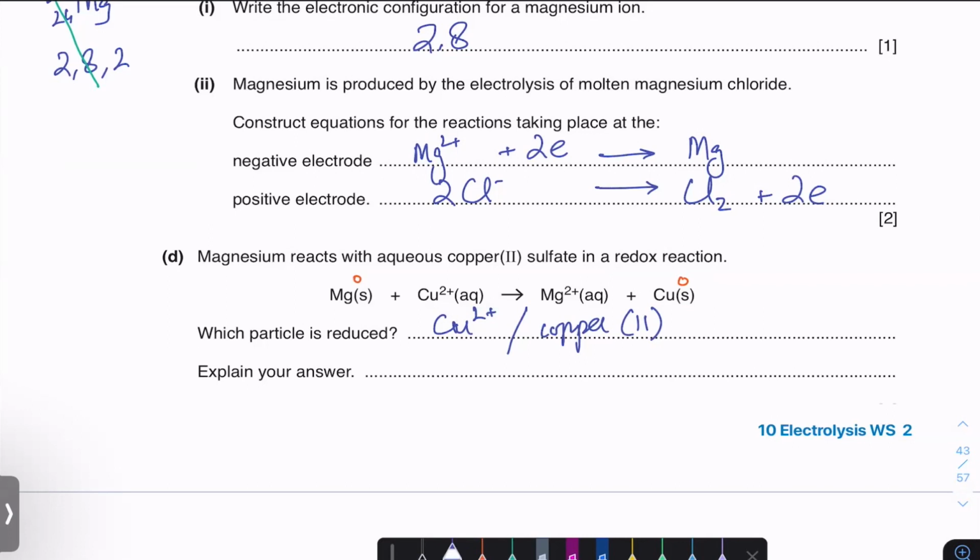So explain your answer. Whenever you're explaining it, please do not write about charges. Mention electrons. Okay? So we'll say it gains 2 electrons. We will not say its valency goes from plus 2 to 0. We will not say that. We will say that it has gained 2 electrons.